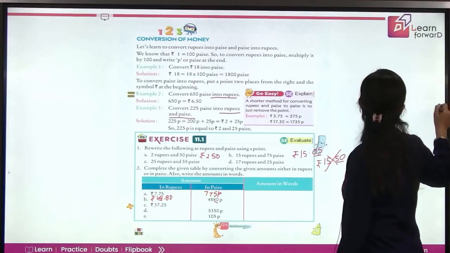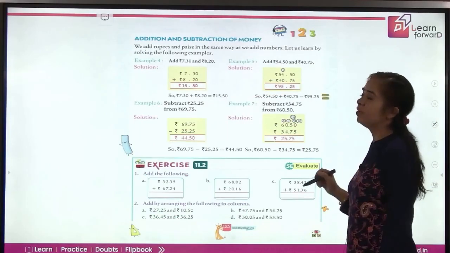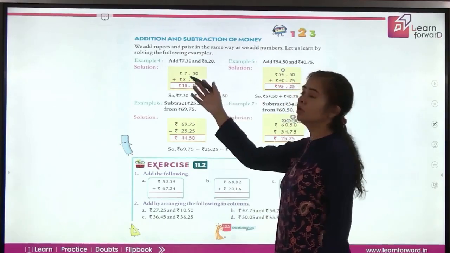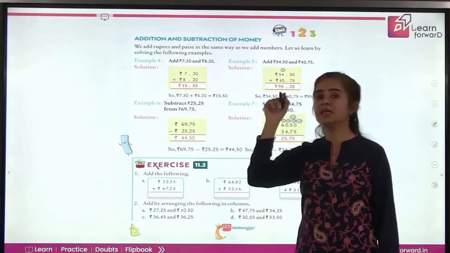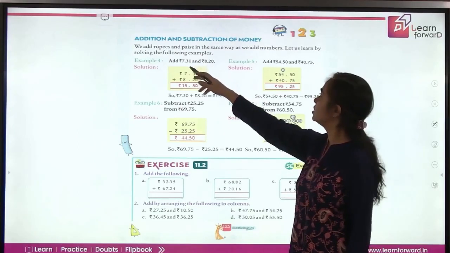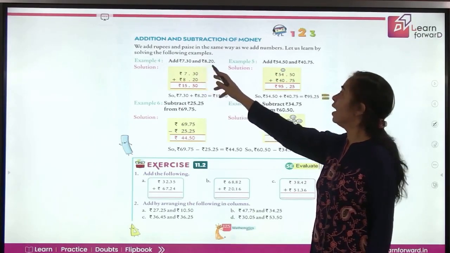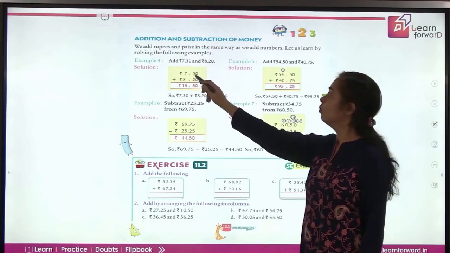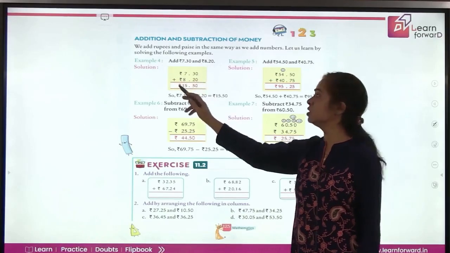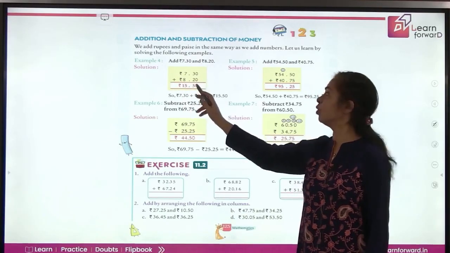Now, moving ahead, we have addition and subtraction of money. So, we'll be very careful about writing the point and keeping the point just one below the other. So, if you have to add rupees 7.30 and rupees 8.20, point should come exactly below point. This is how we write rupees 7.30 plus rupees 8.20.